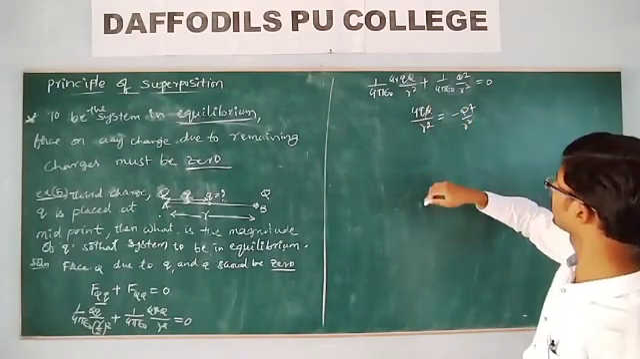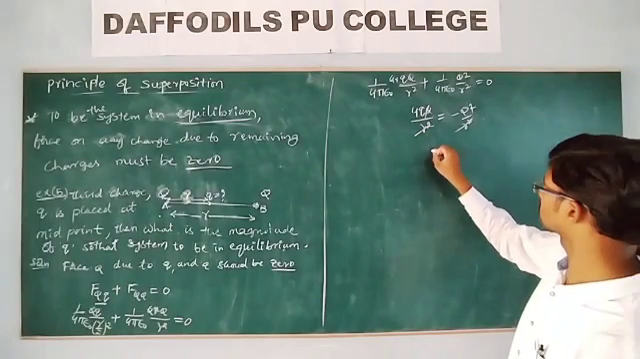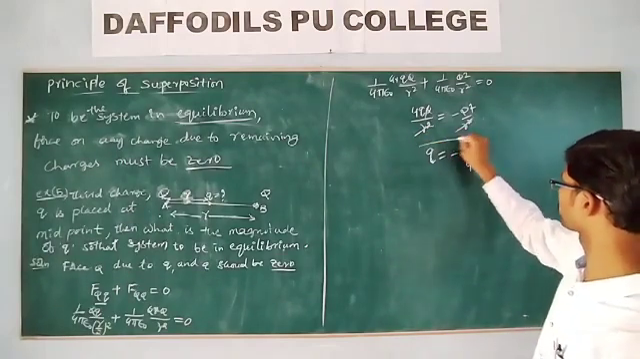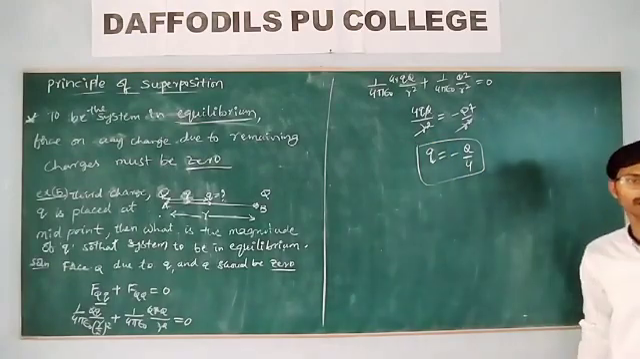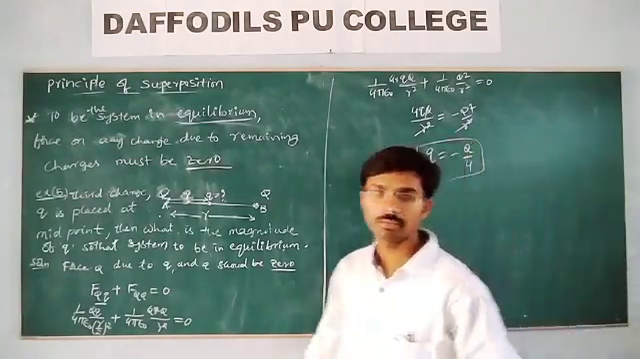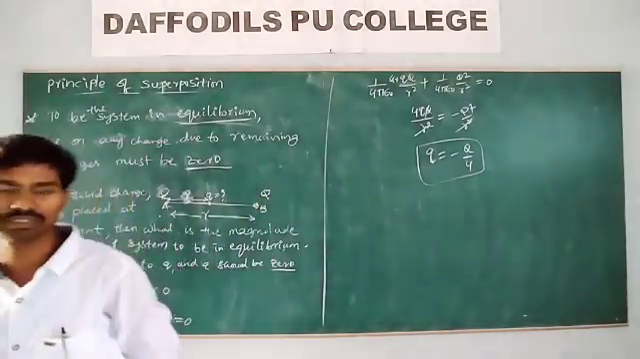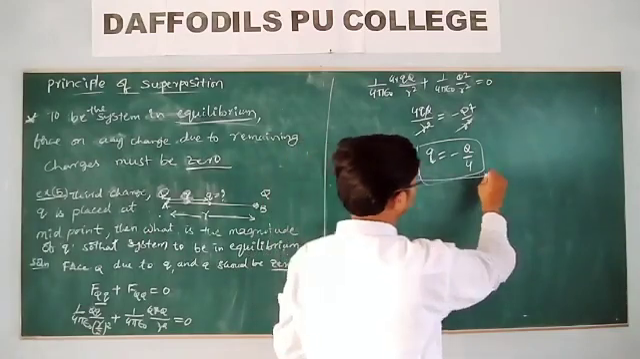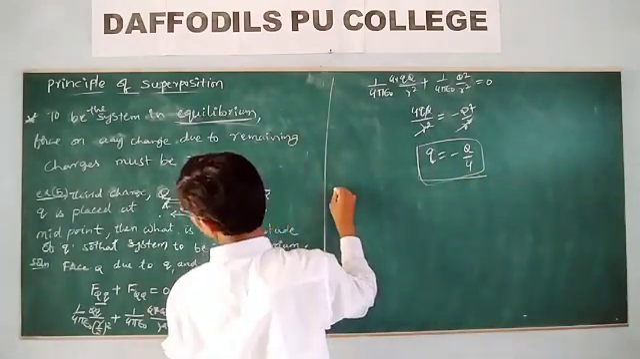Here Q cancels, R square cancels. Then Q is equal to minus Q by 4. Then what should be the third charge magnitude? What is the magnitude of the charge Q? It must be minus Q by 4, so that the system is in equilibrium. Even you can calculate. So let us see.